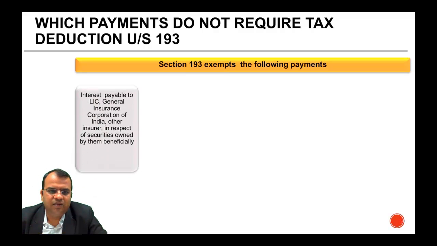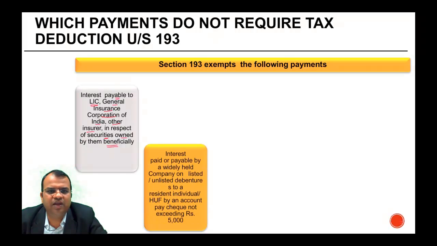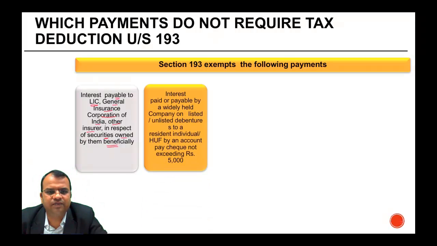There are certain other recipients who are exempted. So if there is any interest which is payable to LIC, the Life Insurance Corporation of India, the General Insurance Corporation of India, or any other insurer on securities which are owned by them beneficially, that is not something which is going to be liable for withholding tax.